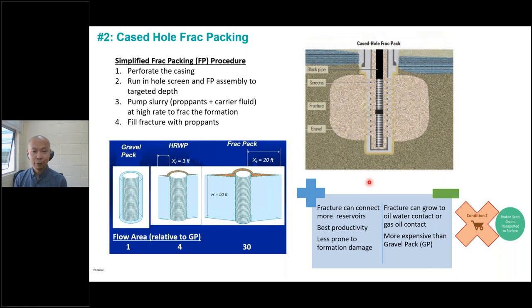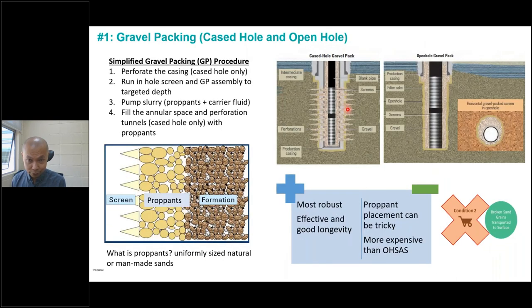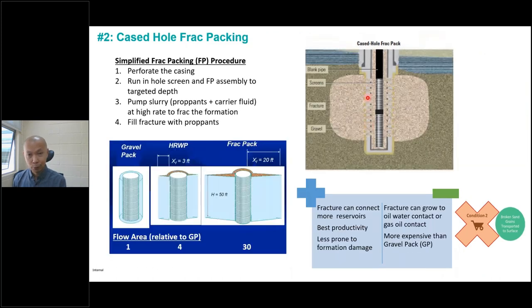Okay. How do we do it? We do it by deliberately fracking the formation, deliberately breaking it, pumping at higher pressure to crack the rock open. Just to give you some illustration, you see how the sand here only fills up the perforation tunnel and the area in between the screen and the casing. Over here, the proppant can go way deeper into the formation. We're talking about 20 feet, 50 feet deeper into the formation.